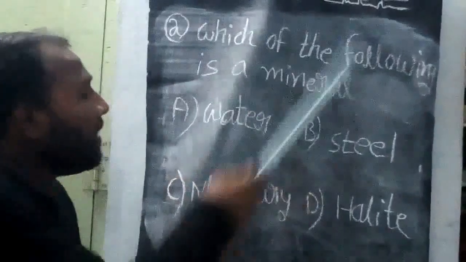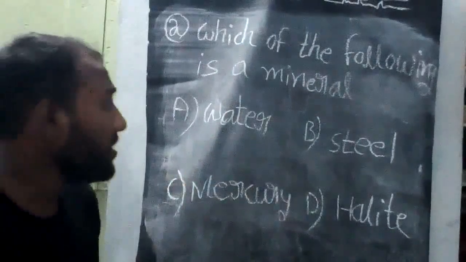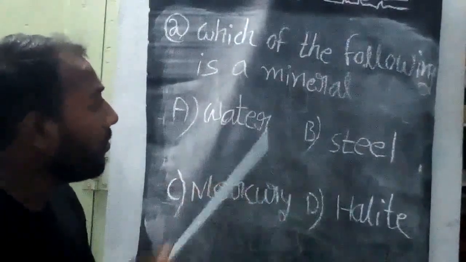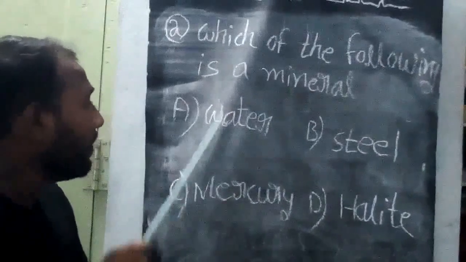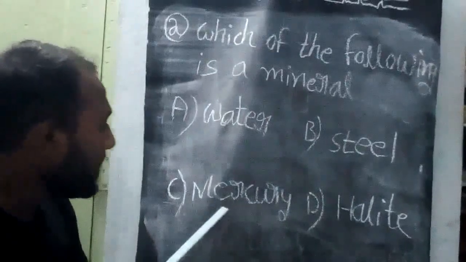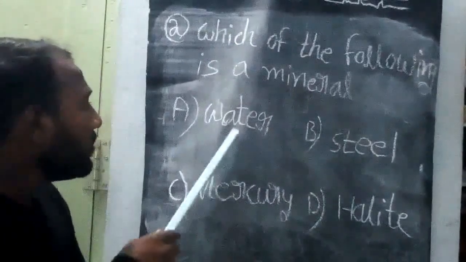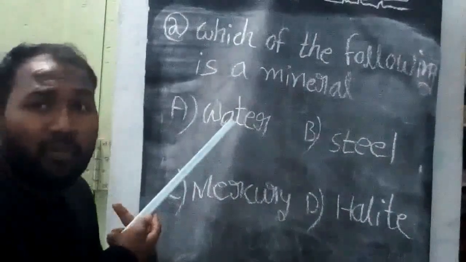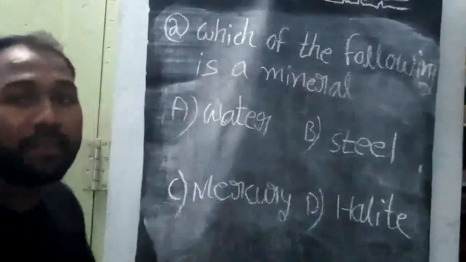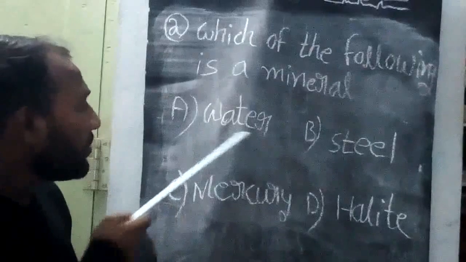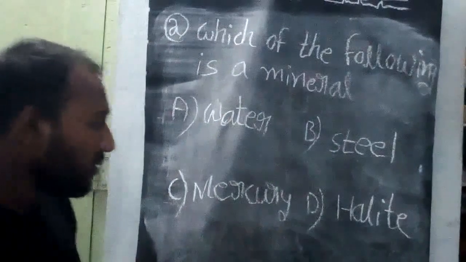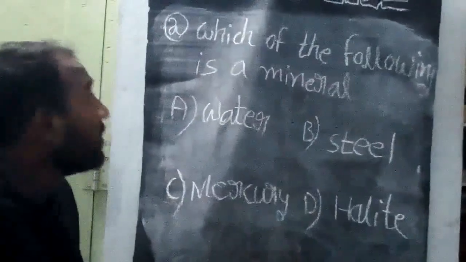Which of the following is a mineral? You need to know the definition of a mineral. If you know the definition of mineral, it is very easy. Option A water, option B steel, option C mercury, option D halite. Water is not a mineral, steel is a metal, mercury is a planet. You can easily eliminate these three, so the final option D, halite, is the mineral.